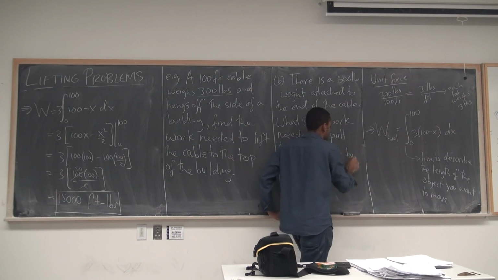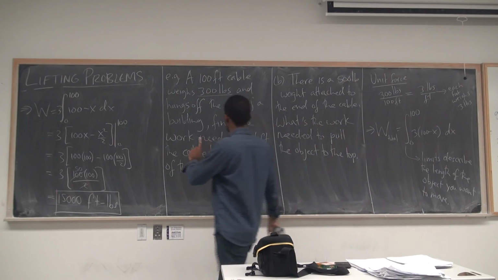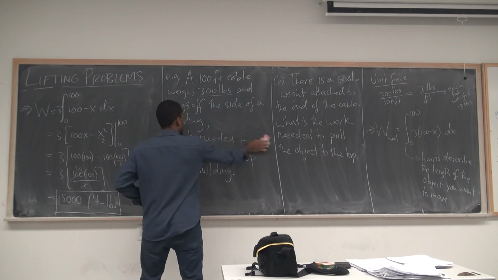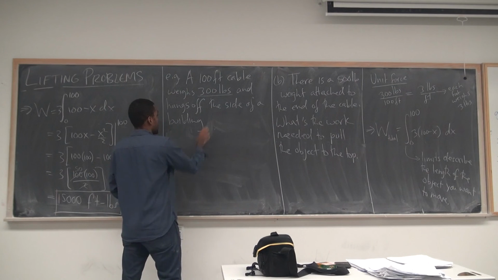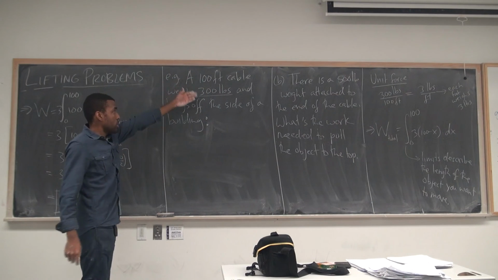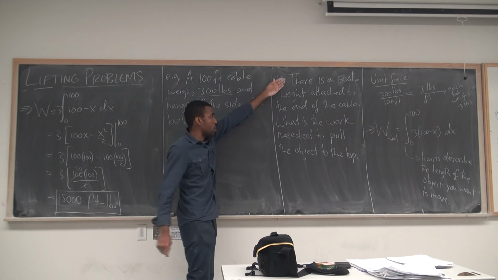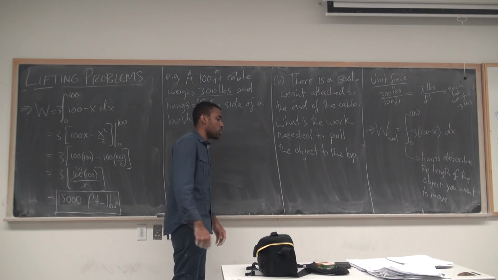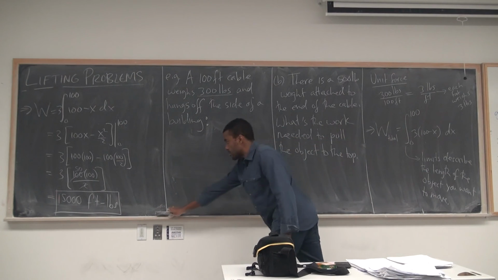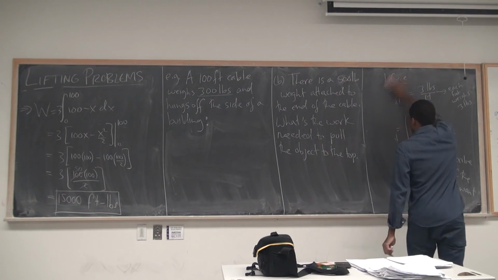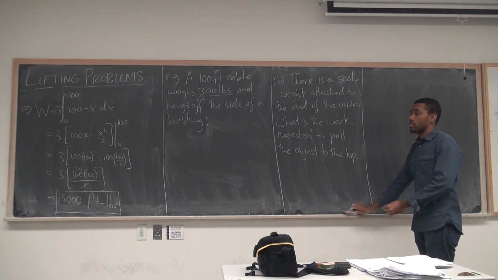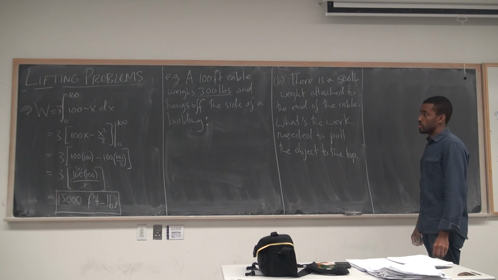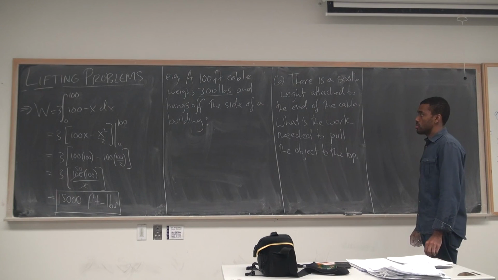So ignore this part now. We're doing part B. Pretty much, I have a 100-foot cable, weighs 300 pounds, hangs off the side of a building. There's a 500-pound weight attached to the end of this cable. What's the work needed to pull the object to the top? Okay, what are we going to do here? We'll do the same thing, but for 3x, we will just have this 500 not change weight.